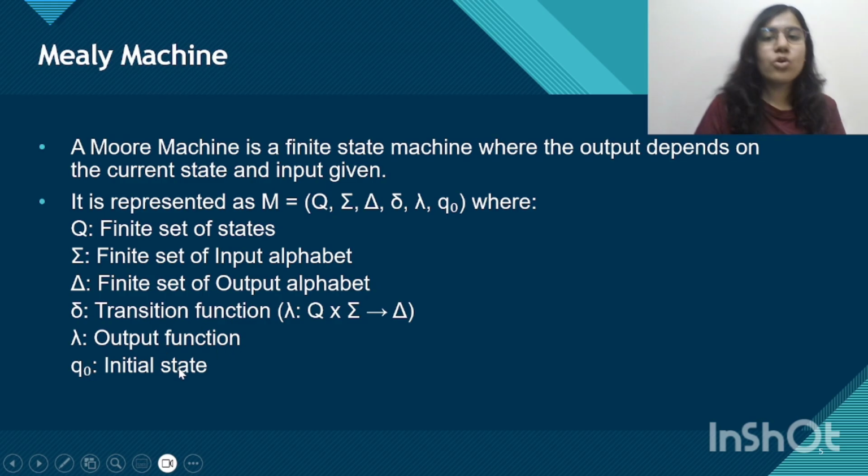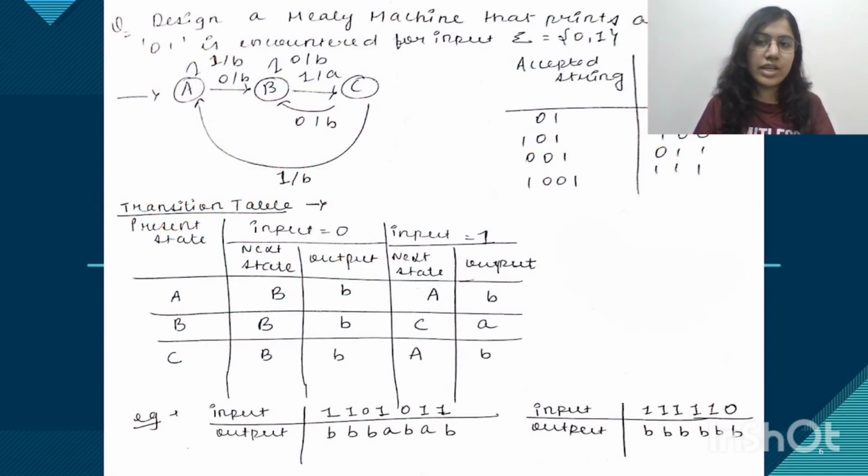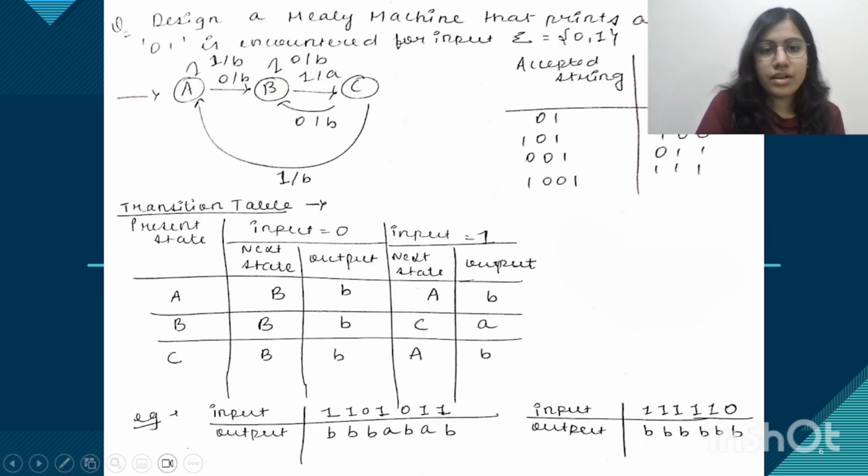We'll get a clearer understanding of this by taking an example again. In Mealy machine, we have to design a Mealy machine that, when 01 is encountered, prints A. So for the input 01, this is our input tuple.